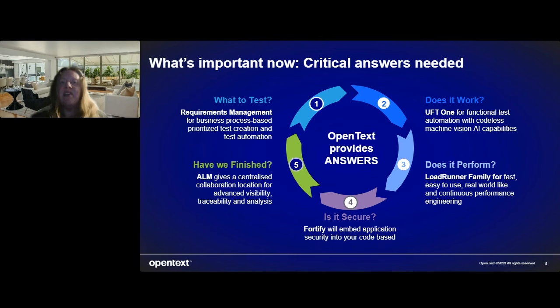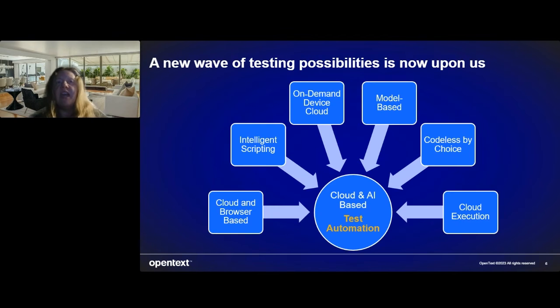And ultimately then that end-to-end management, whether it be from an ALM point of view to give that centralized collaboration, or from a ValueEdge point of view to really allow you to manage that DevOps and end-to-end process. So the key thing here, and what we'll talk about more today, is a new wave of testing possibilities is upon us. And it really is making sure that as organizations move forward from on-premise through to cloud, we have the necessary solutions to really support those organizations' needs.